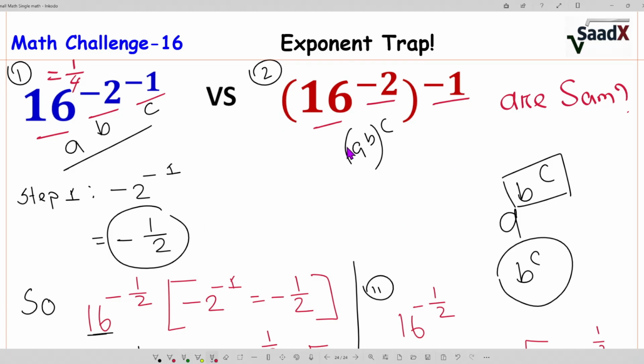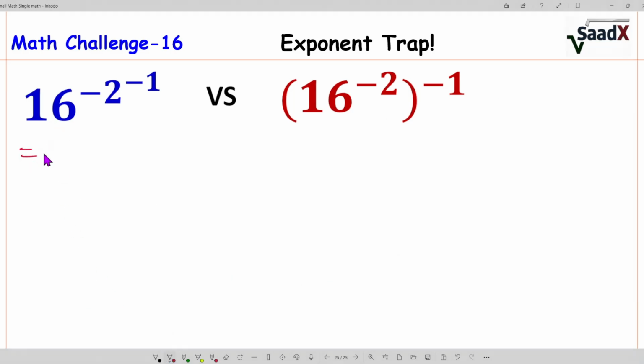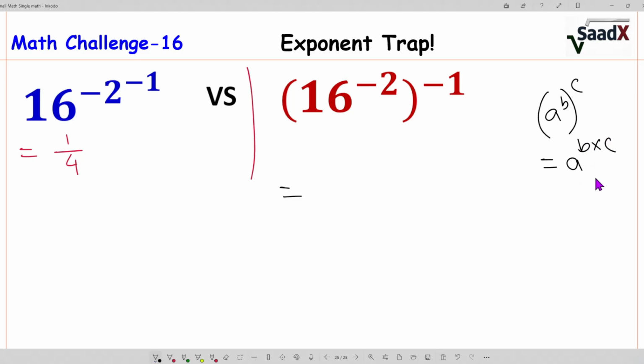So what do you think? Will the other one also become similar? Let's find out. So this one is 1 by 4. And what about this one? This one we can write, we know a to the power b inside bracket whole to the power c means a to the power b times c, which is a common rule.